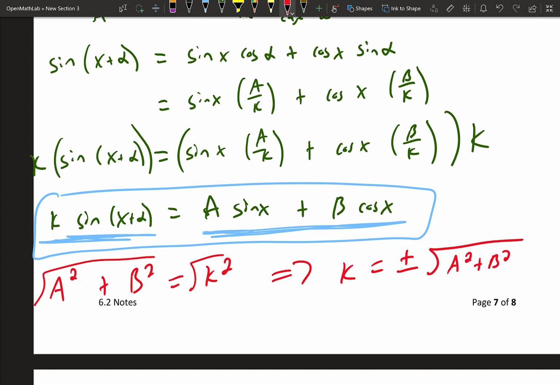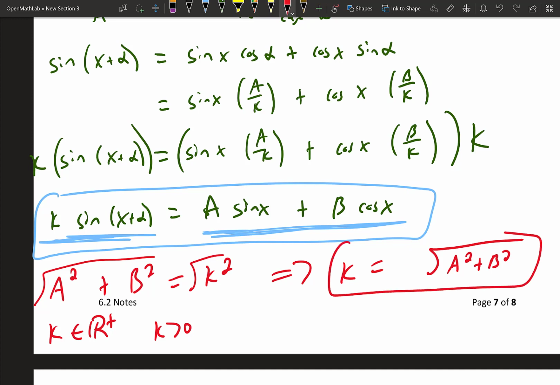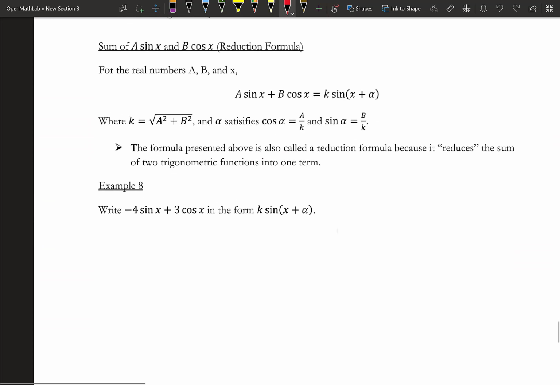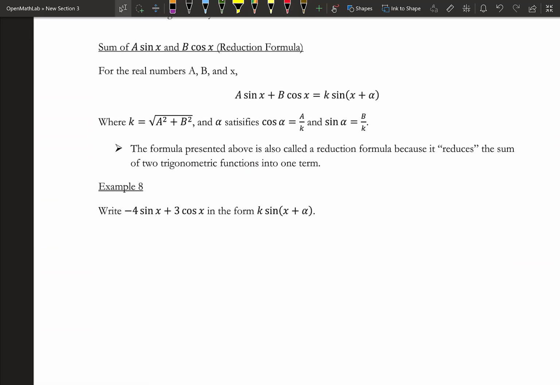But remember, we said that k was within the positive real numbers. So in other words, k is bigger than 0. That's going to get rid of the negative in front. So k is going to be equal to the square root of a squared plus b squared. So this is known as what's called the reduction formula, because we're going from a sum of two terms down to one term, so it reduces. It's a reduction formula.